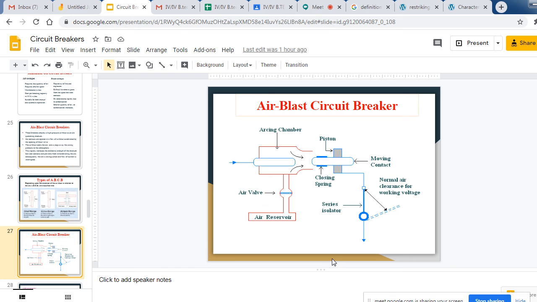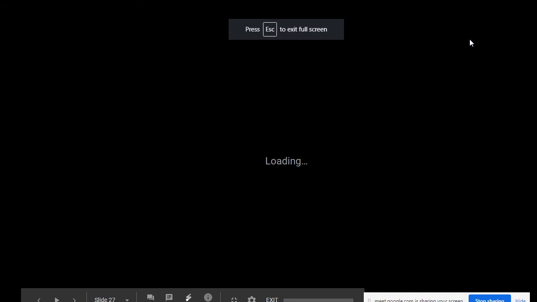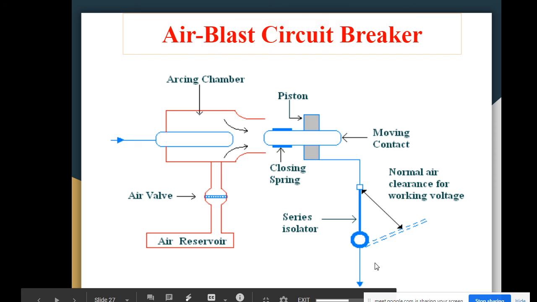Now listen carefully to the operation I am explaining here, and I want you to draw this picture while you are listening. Okay, while you are listening you should draw this picture. Now I am explaining the operation of this air blast circuit breaker. So you can see here, this is the air reservoir.